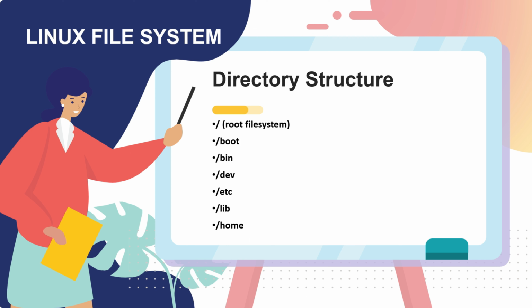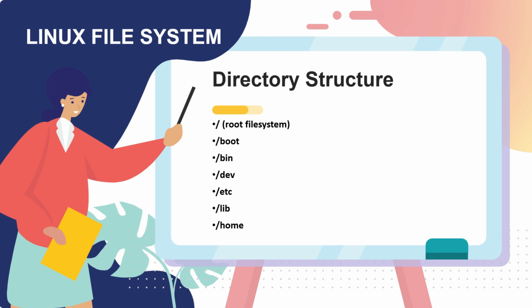Then /bin. This directory includes the users' executable files. So when we start Linux privilege escalation, you will understand why we are searching in the bin folder or the boot folder, or why we get some misconfigured files. So you have to learn about these directories.